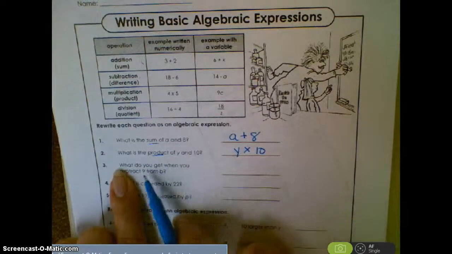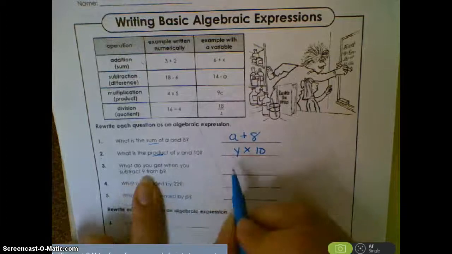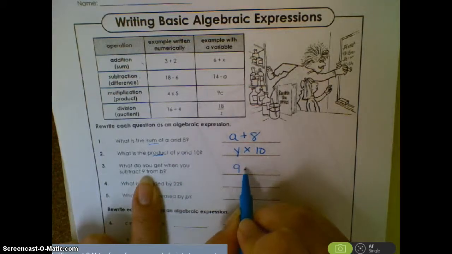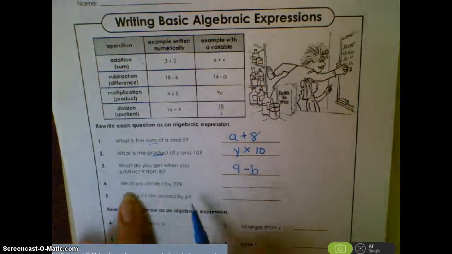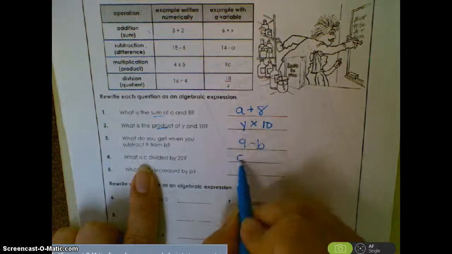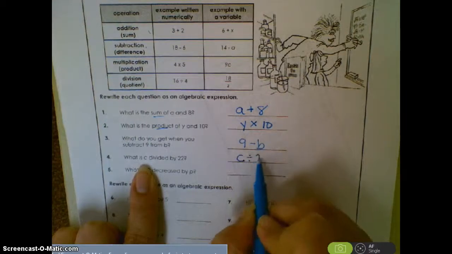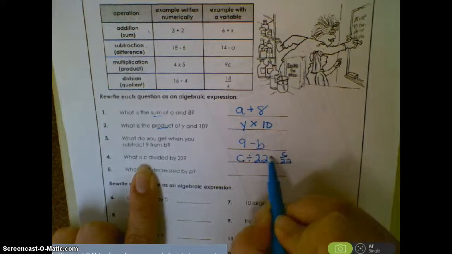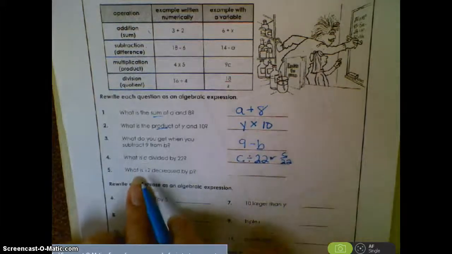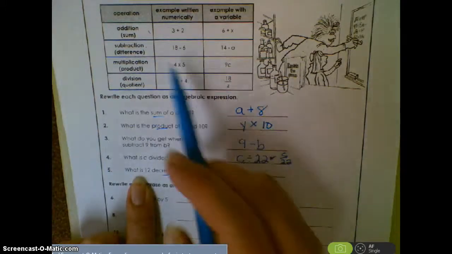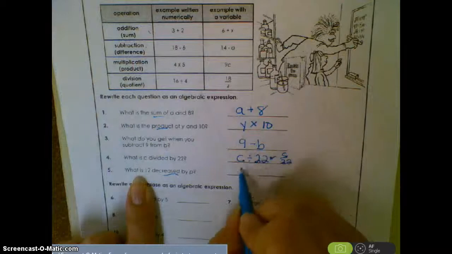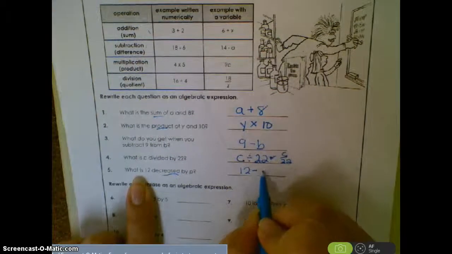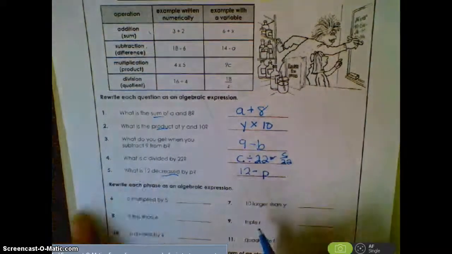And then what do you get when you subtract 9 from b? And then what is c divided by 22? Or we could also write it this way. Either way works. We want to decrease. That tells us we're going to subtract. 12 decreased by p in this case.